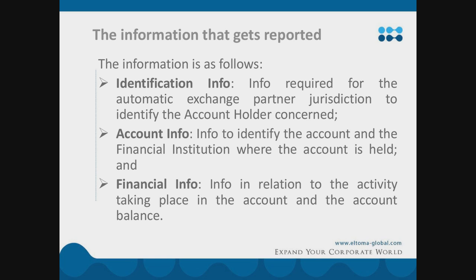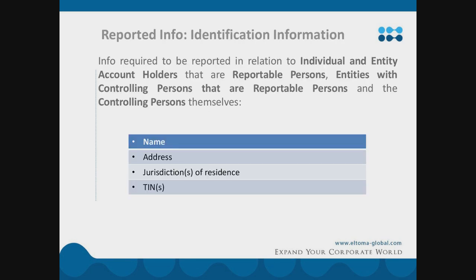So together, this information should be sufficient to identify the account holder and then to establish a picture of the compliance risk of that account holder. So whether they have properly declared the relevant financial information. Let's consider the identification information that will be reported first. So the information required to be reported in relation to individual and entity account holders that are reportable persons, as well as entities with controlling persons that are reportable persons and the controlling persons themselves, is as follows.